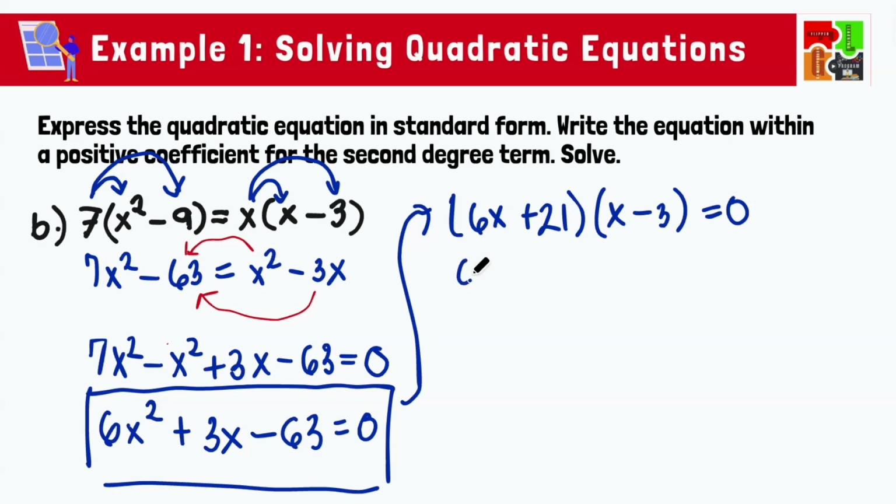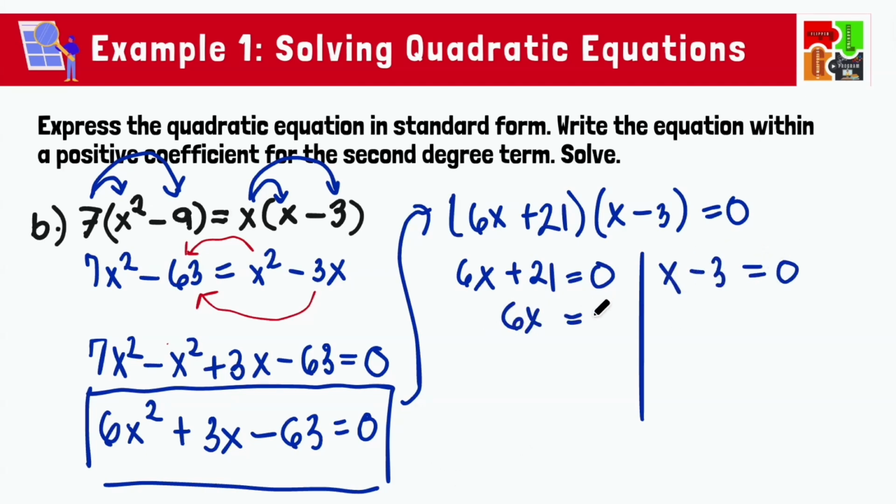Okay? Then, split up the two particular terms by the zero property. Okay? We have x minus 3 equals 0. And then we have 6x equals negative 21. Also, we can divide both sides by 6. Okay, we have x equals negative 21 divided by 6. I think we can simplify it by dividing by 3. Now, negative 21 divided by 3, that should give us 7, right?